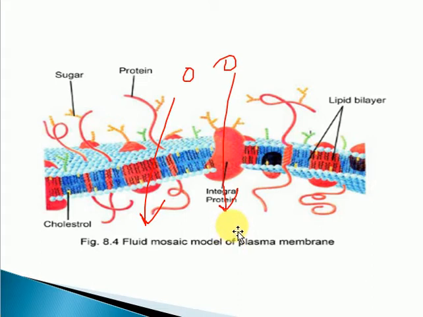Okay, so here we can see the fluid mosaic model of the plasma membrane. See, the plasma membrane is not a rigid structure, it is flexible, so that is why the term fluid mosaic model is used for it. In class 9 you must have an idea that the plasma membrane is made up of the lipid bilayer and it has proteins also, through which the movement of particles takes place.